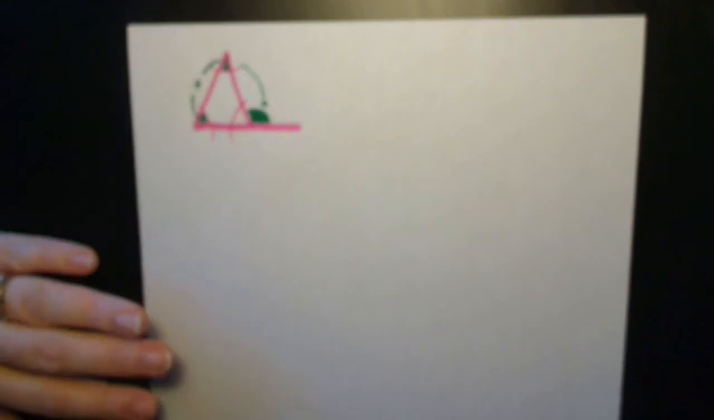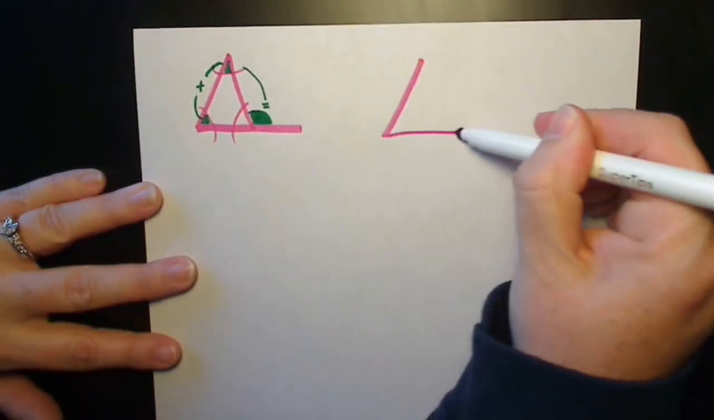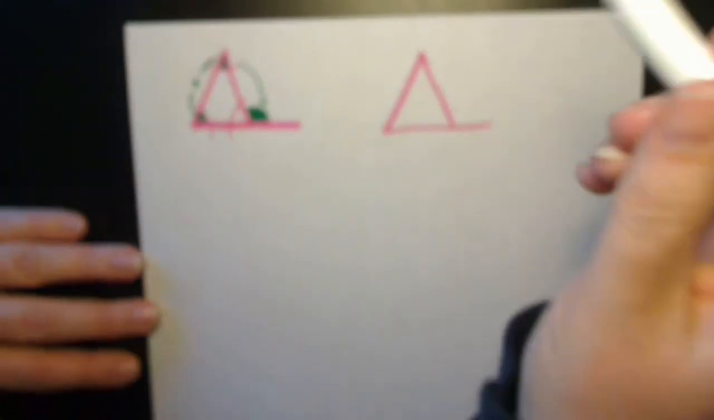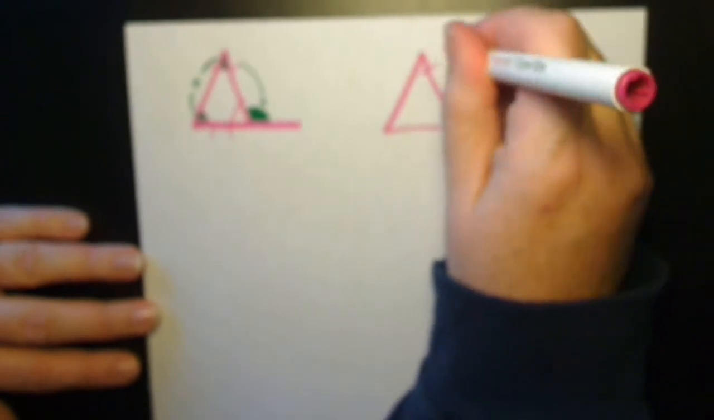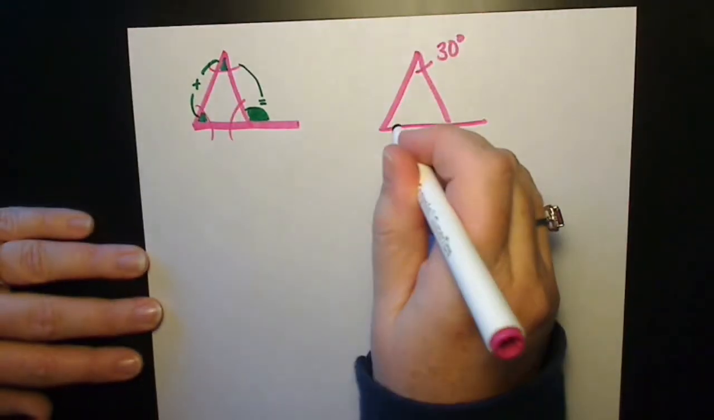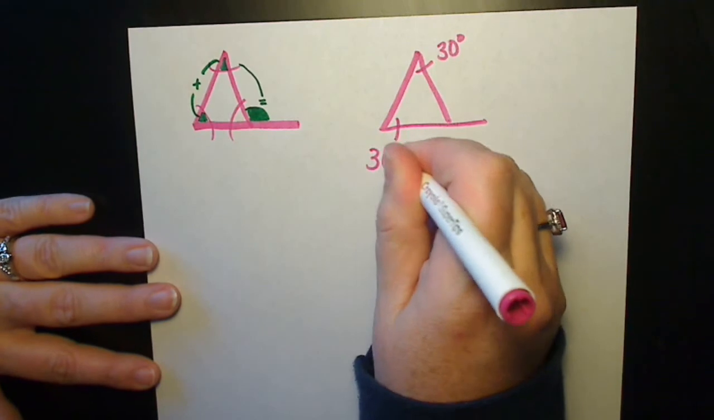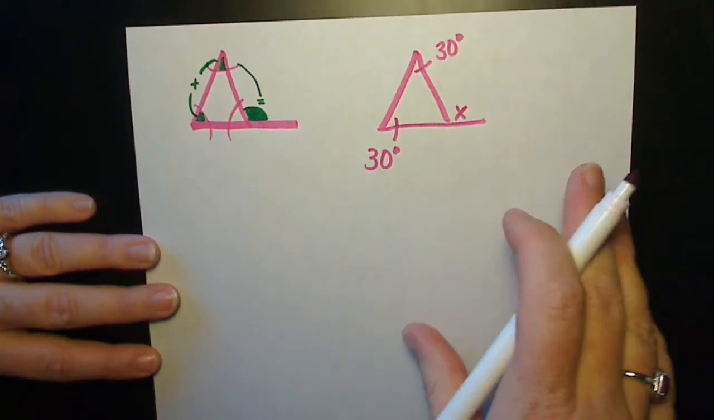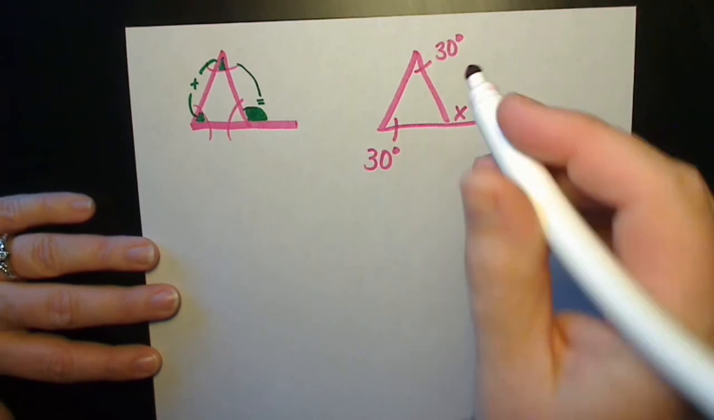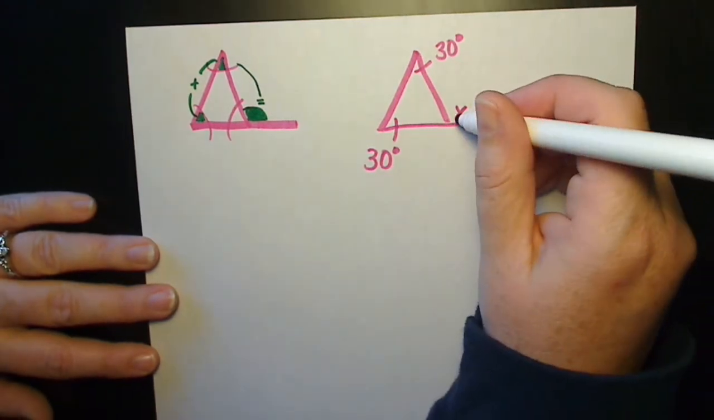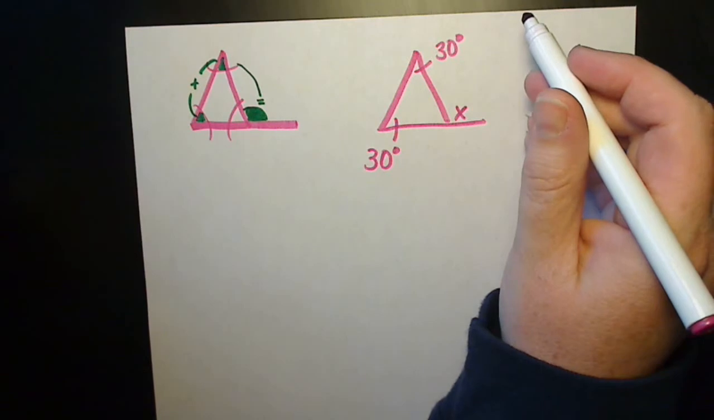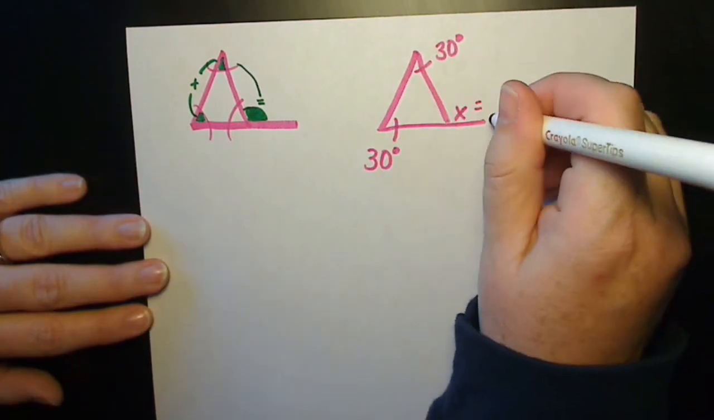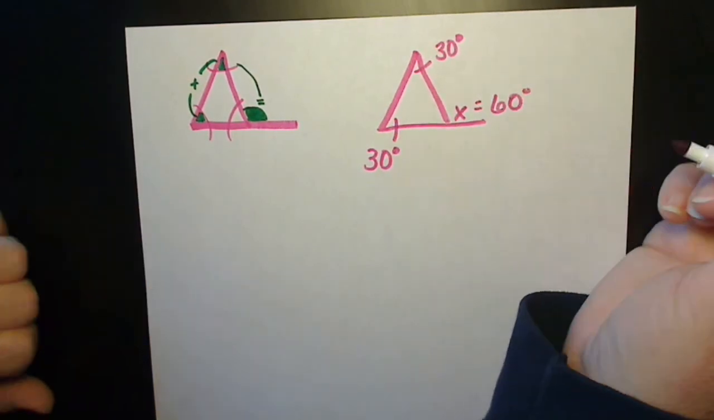All right, so if you have a picture, something like this, and you're told that this angle is 30 degrees, and this angle is 30 degrees, and they want you to find that one. Well, obviously that would mean this one would have to be, this is not an accurate picture, but you would say 30 plus 30, that's a 60-degree angle.